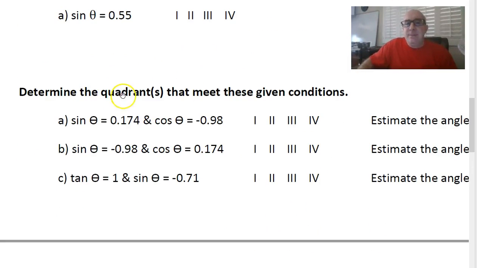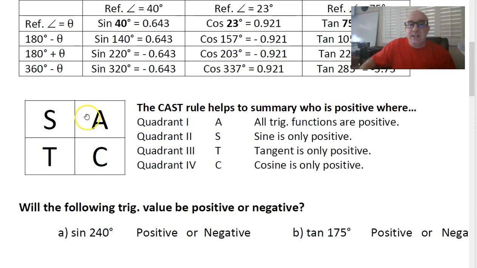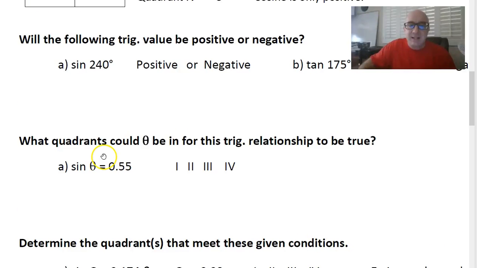Next one says, name the quadrant which I think that this would be in. Now, sine came out to be positive. Cosine came out to be negative. Where would that be? Well, sine is positive here, but cosine would also be positive, so I'm not there. Sine is positive here, and cosine would be negative here. I must be in quadrant 2 to make that happen.